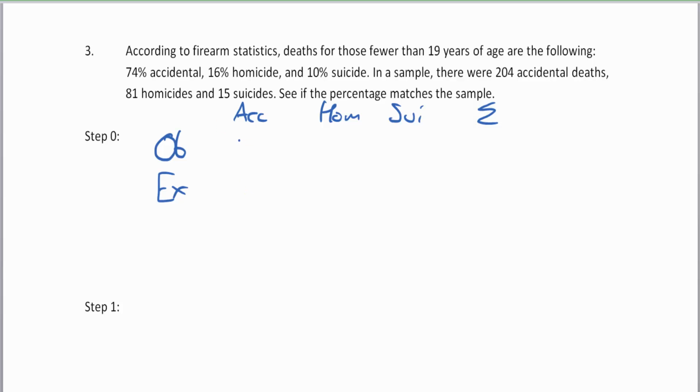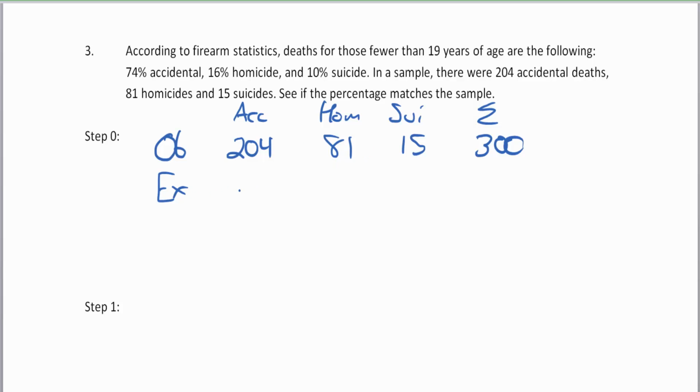So, according to the data that we observed, there were 204 and 81 and 15 for the first three columns. Now, it's important to get the sum. If we add these three together, it would make a total of 300. So this is how many people were measured in this study.